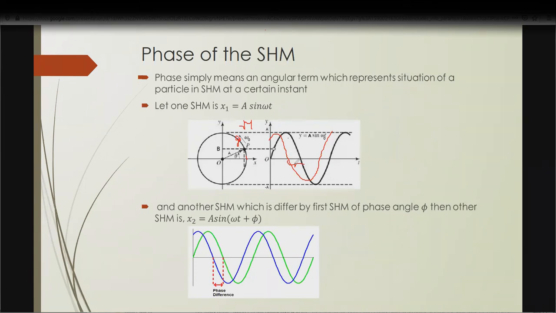This is the phase difference. So if we express this one as a sine omega t, here, this angle is phi. This one is x2, where x means displacement. Okay, x2 equals a sine omega t plus phi. Right? A sine omega t plus phi.